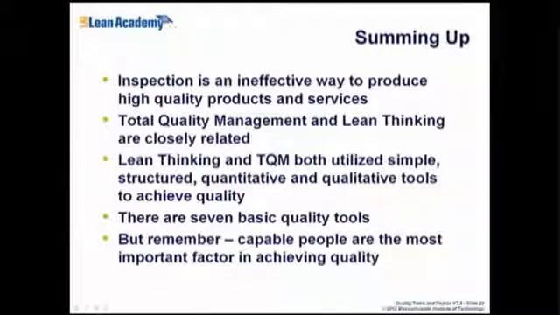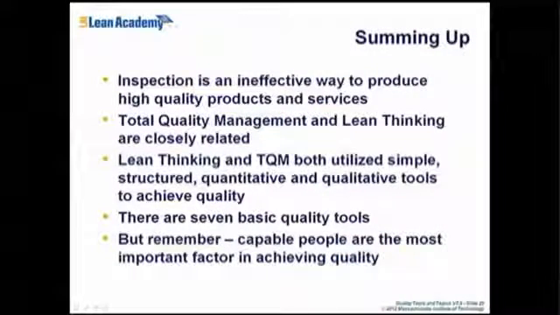All right, just to sum up and try to get ourselves back on schedule. So the first thing we hope to prove to you is that inspection is just a very ineffective way to produce high quality products and services. Sometimes you're going to have inspections, sometimes you're going to do it, but it's not really the most effective way. We then talked about total quality management and lean thinking and tried to show you how they're closely related to each other, and that they both utilize some simple, structured, quantitative and qualitative tools to help achieve quality as a result of applying the different processes.